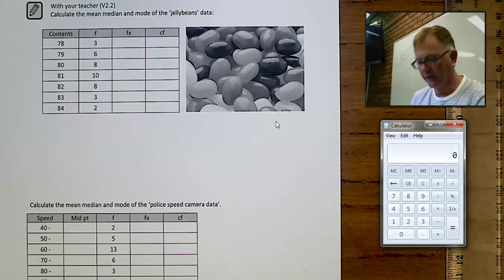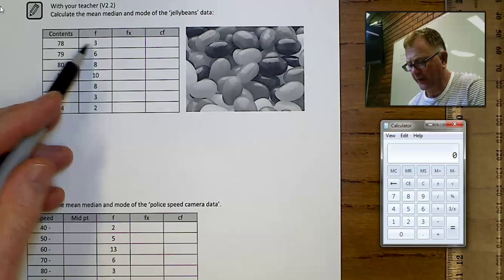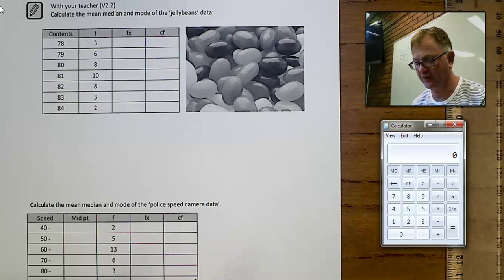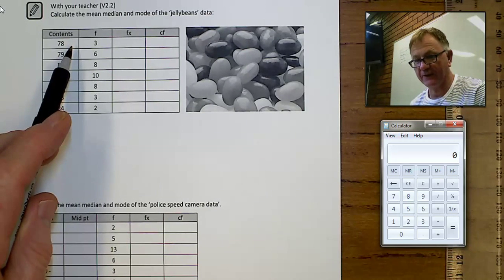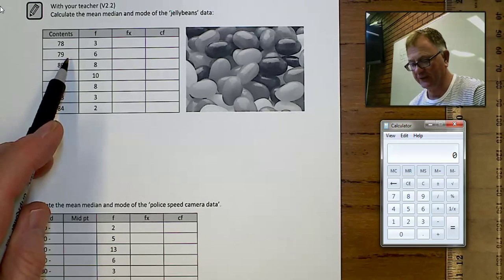Now we want to work out the mean, the median and the mode for data which is displayed on a frequency table. Now there's a lot of data here, so if you're going to work out the mean, what this is saying is that there were 3 packets with the contents of 78 and 6 packets with the contents of 79. So I guess we could go, to work out the mean, we've got to add together all of the contents. So it'll be 78 plus 78 plus 78, 3 of those, then 6 79s, 79 plus 79 plus 79.